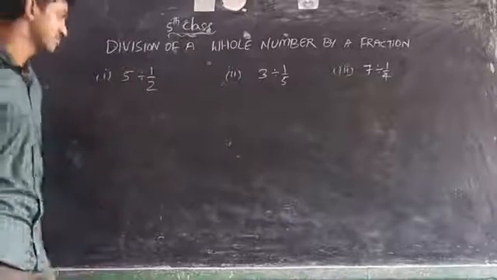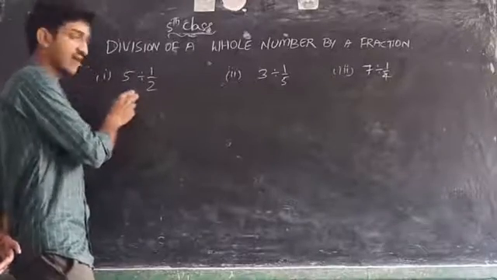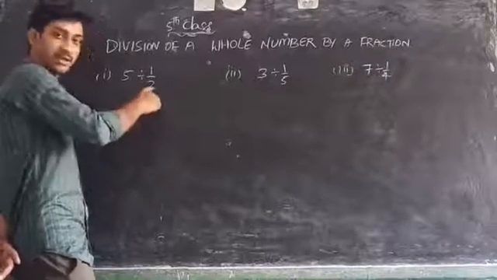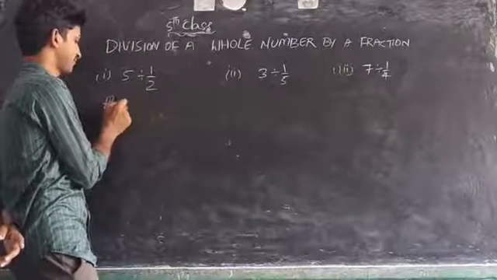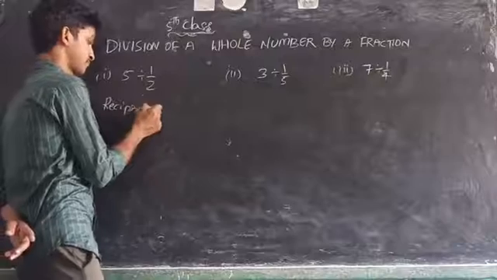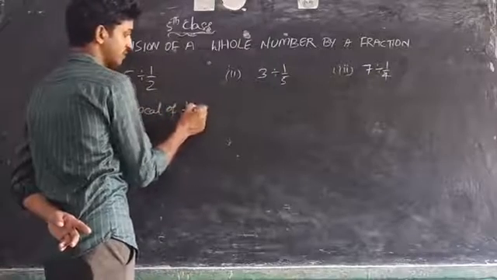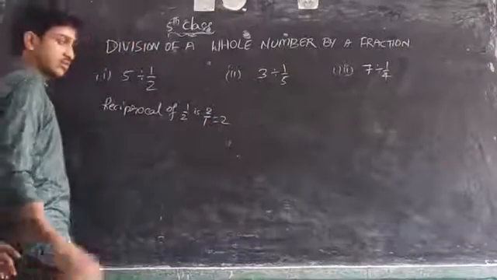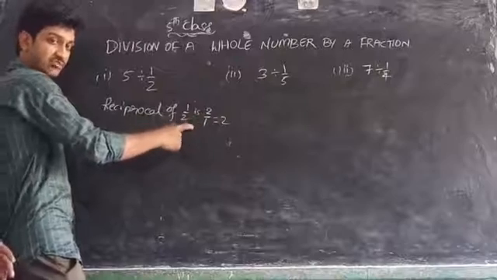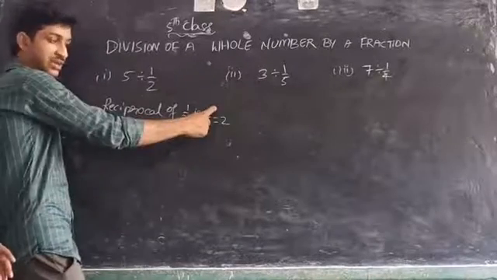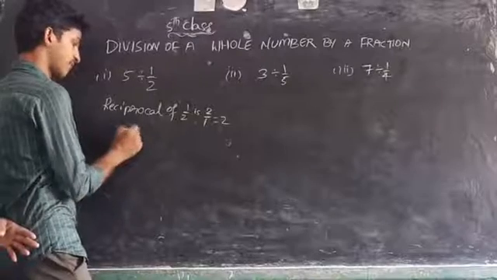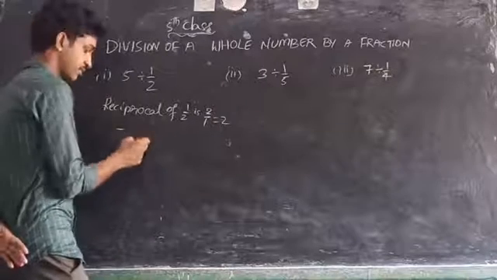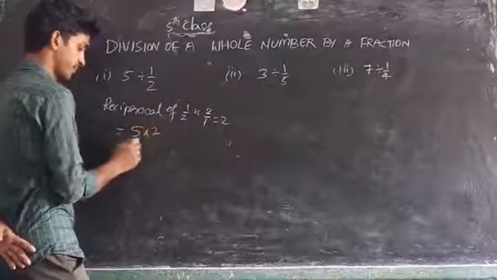Okay, children, see these problems. 5 divided by 1 by 2. So here 5 is divided by 1 by 2. Here the divisor is 1 by 2, so we have to take the reciprocal of the divisor. Reciprocal of 1 by 2 is 2 by 1. 2 by 1 means 2. If any number has denominator as 1, then it is the number itself. Okay, children, 5 divided by 1 by 2 means we take the reciprocal of 1 by 2 and multiply. So 5 into 2 becomes 10.